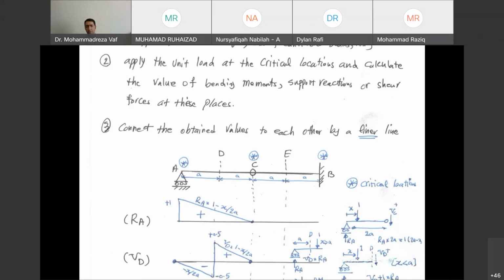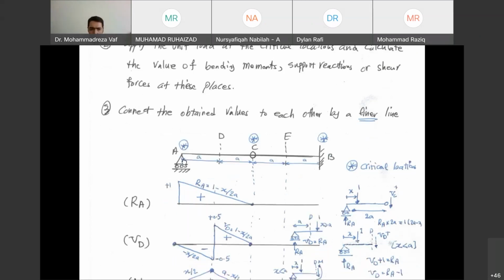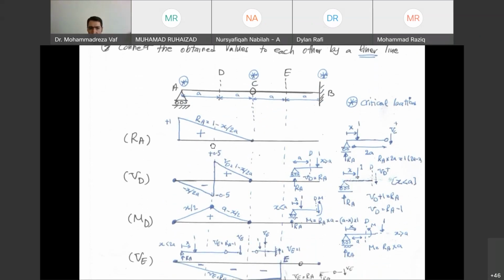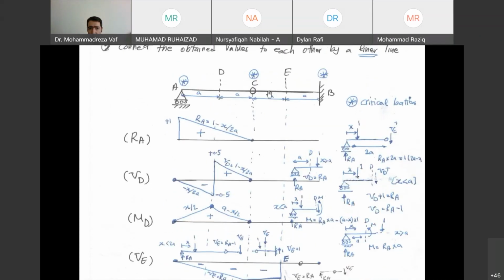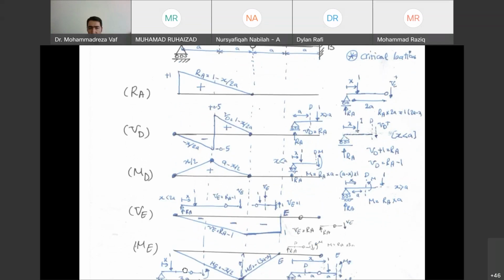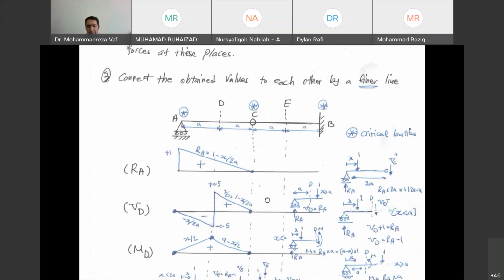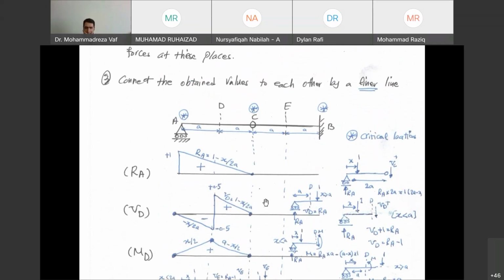And our intention here is to draw the influence line for many items that include the support reaction at point A, shear force at point D, bending moment at point D, shear force at point A, and bending moment at point E. But that's the last. So this is what we want to do. We want to draw the influence line for all of these parameters.